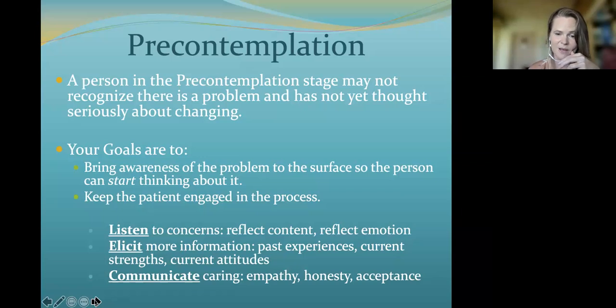A lot of that can be about past experiences, especially current strengths and attitudes. We often find that somebody who is in pre-contemplation might have a bit more of a motivation for change than they think they do, but they might be held back by confidence issues, self-esteem issues. So when we can dig into past successes and figure out, do they have currency to change, so to speak, intrapsychically, then we can really elicit that. And lastly, communicating caring, empathy, honesty, and acceptance so that they feel safe in their relationship, which allows them to make change as they're ready.